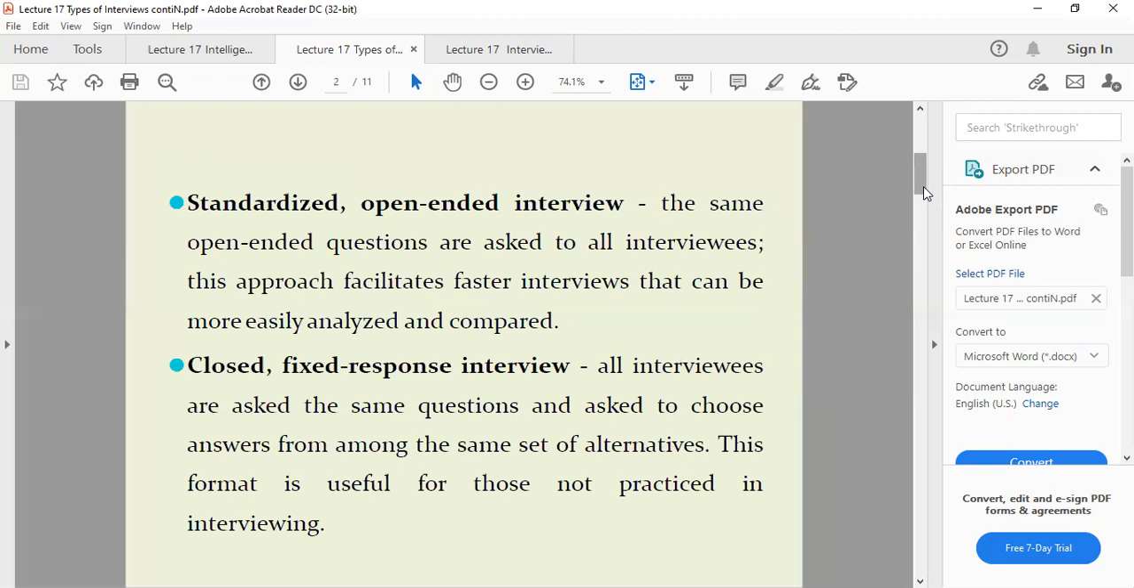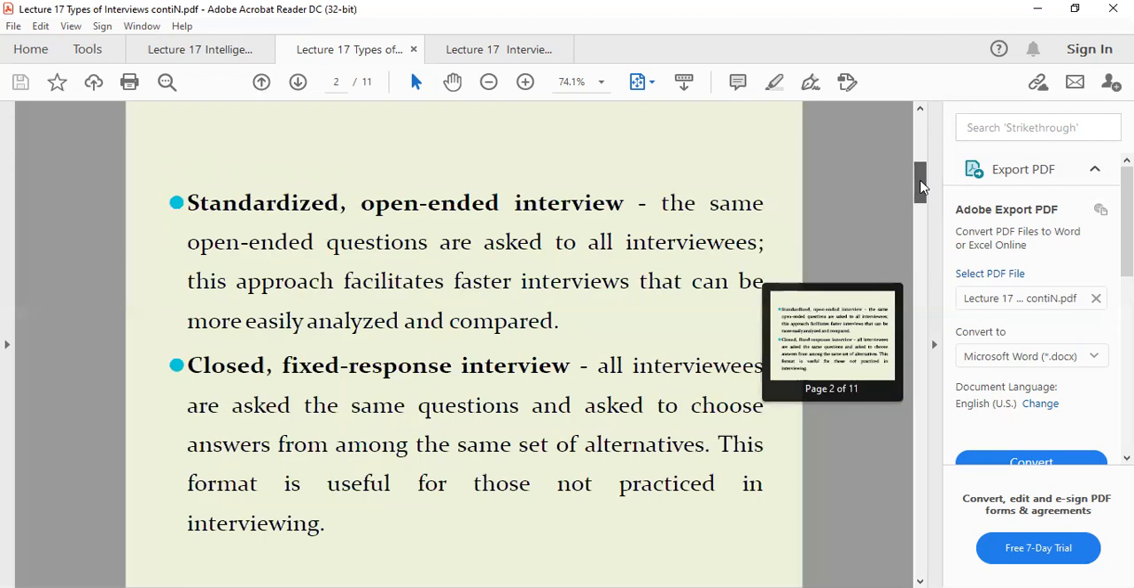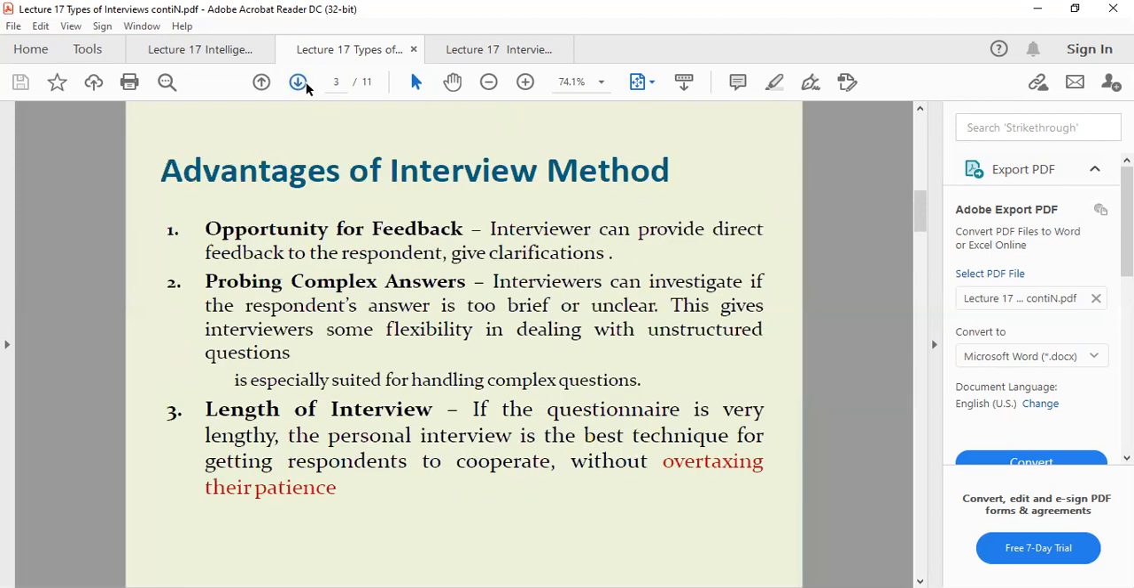And then comes fixed response. In fixed response, more or less the same question is asked, and you choose answers from among the same set of alternatives. So this format is useful for those not practiced in interviewing. It will also limit time.